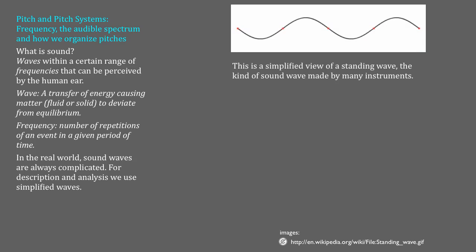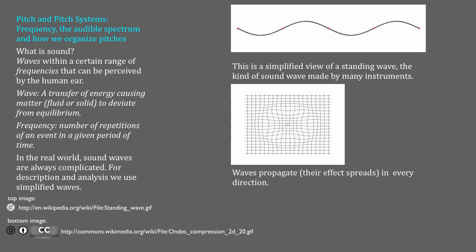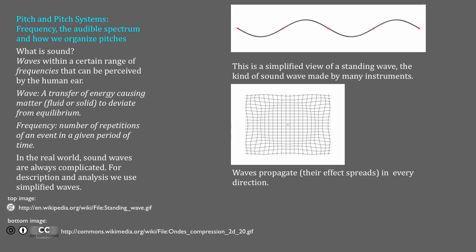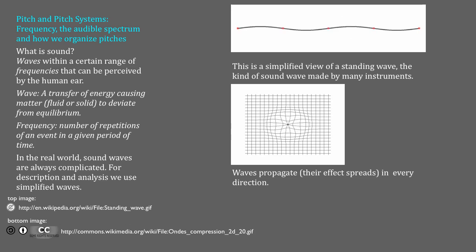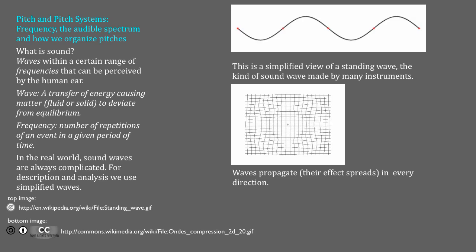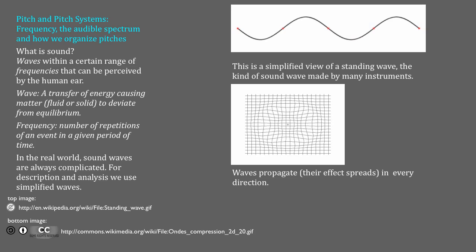So here we have a simplified view of a standing wave, which is the kind of sound wave made by many instruments. String instruments, pianos, guitars make this kind of standing wave. And what happens when an instrument makes a wave like this is that the sound waves propagate, which means that their effect spreads in every direction. Now, sometimes sound does not spread evenly in every direction, but for our purposes, it can be described as a phenomenon just like we see here, where the initial impact of the sound wave spreads throughout the air around us evenly in every direction.